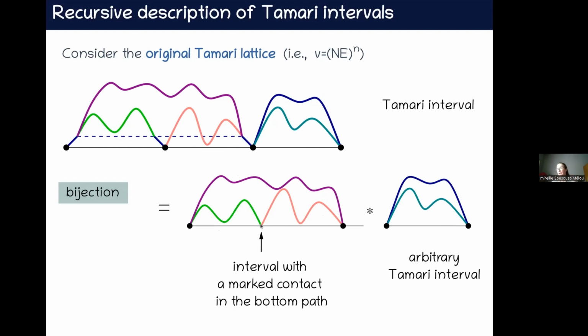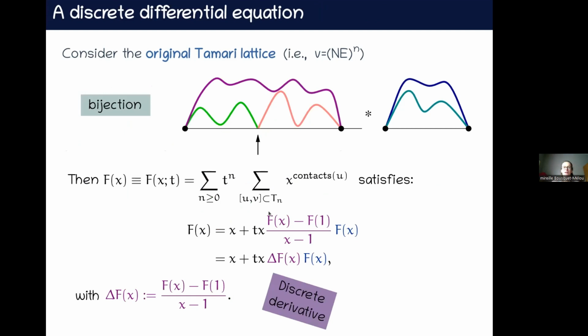Okay, so I don't tell you why this is true, but it is true. And what it should tell you is that if you want to use this to count your intervals, you will have to consider, in addition to the size, a new parameter, a new statistic, which is the number of contacts that this bottom path has with the boundary. And so this means adding a new variable, which Doron would call catalytic.